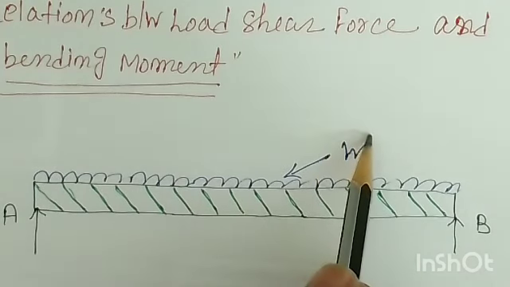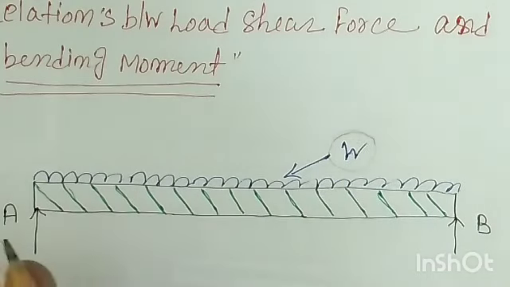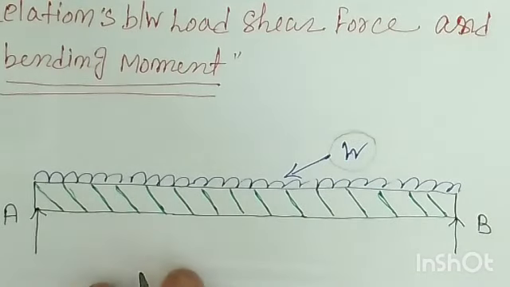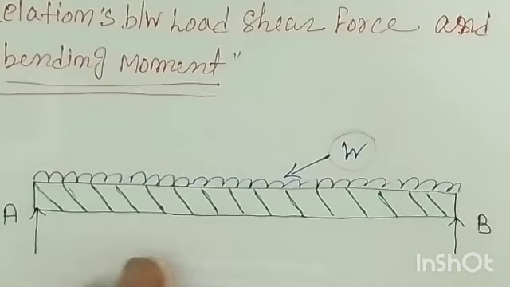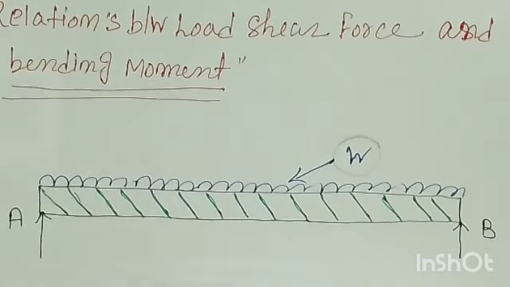Over the beam, the load w is acting per unit length. That means for 1 unit length, w newtons of load is acting. So uniformly distributed load means a load which is distributed across the length.